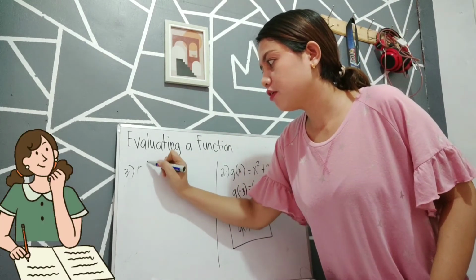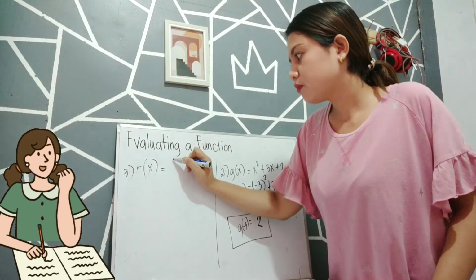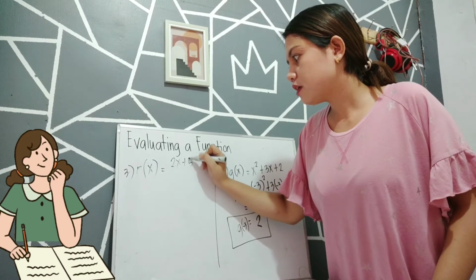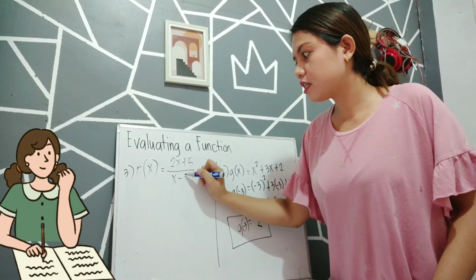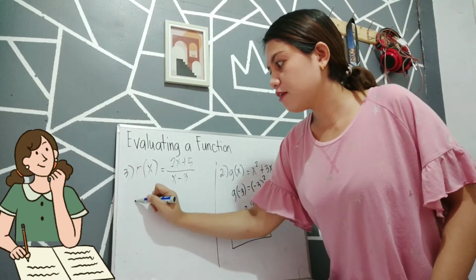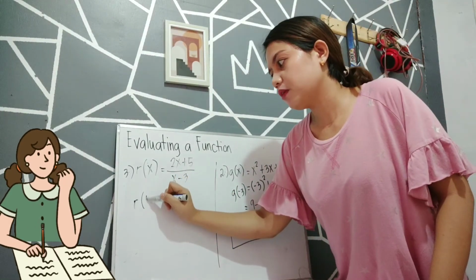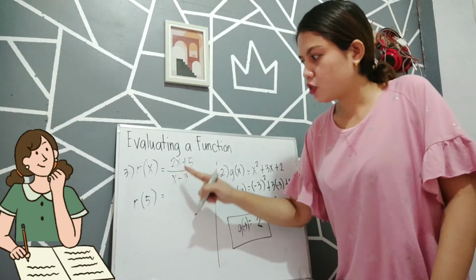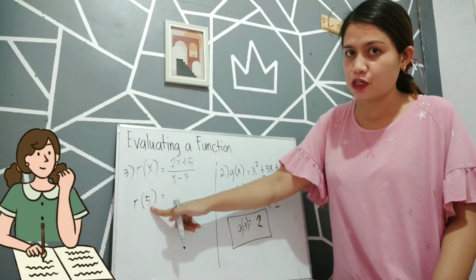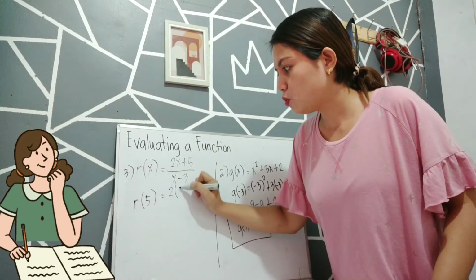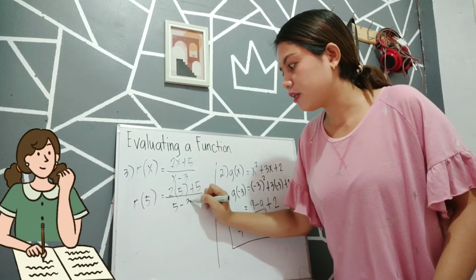Let's have r of x equal to 2x plus 5 over x minus 3. Let's evaluate it given r of 5. So instead of writing x, to evaluate it, you are replacing the x by its new given value, which is 5. So 2 times 5 plus 5 over 5 minus 3.